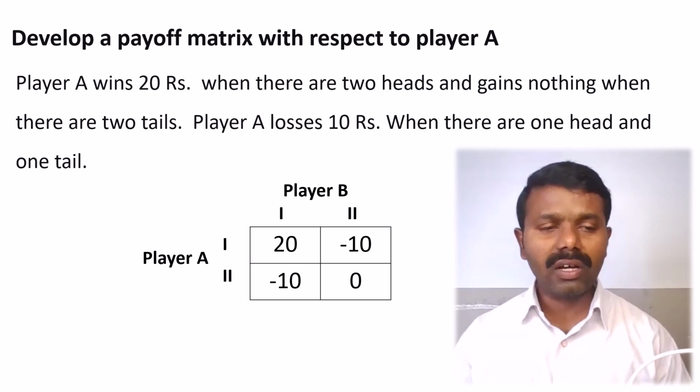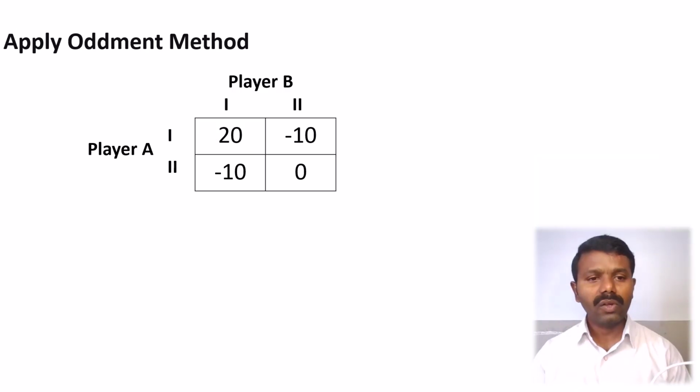So now let us solve this problem. First of all, we need to check the minimax criterion, but here it is minus 10 and here also minus 10, while here it is 20 and 0, so the minimax criterion is not satisfied. I can apply the dominance principle, but it will not cancel anything, because here it is 0 and minus 10, and 20, so nowhere will it get cancelled. That is why, since it is a 2 by 2 matrix, I am directly applying the oddments method.